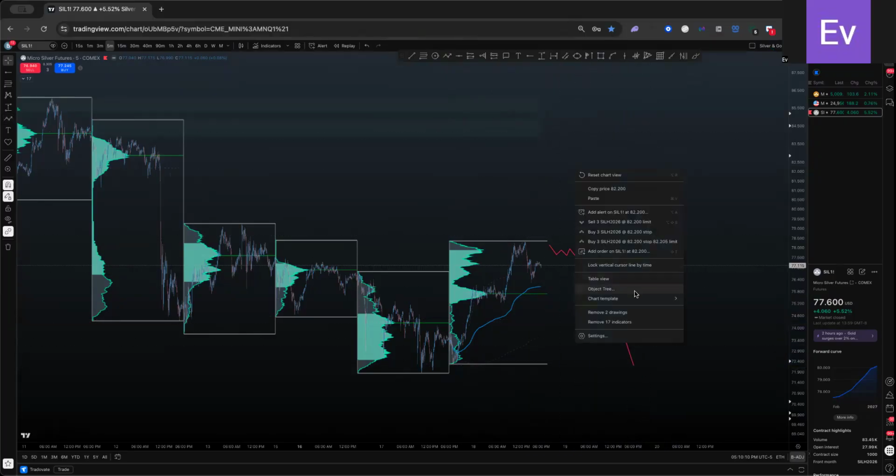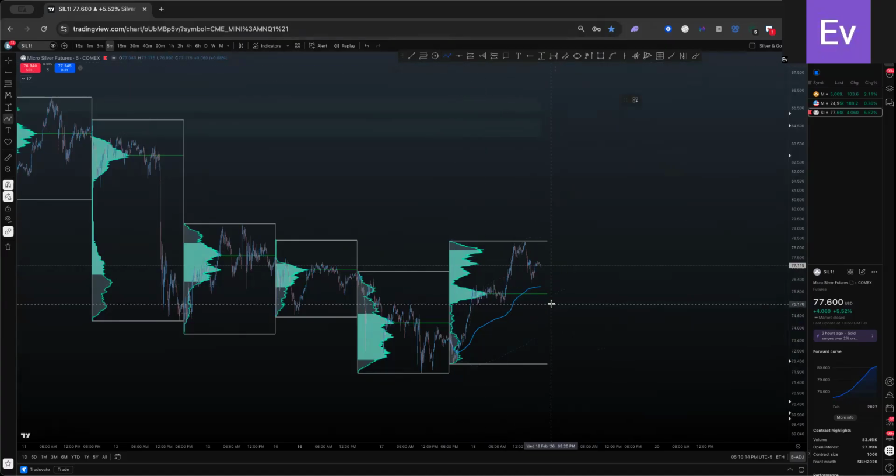Now, vice versa, if we open up below value down here, I'll be looking for a break back into value, a retest of the value area low, some time spent down here, and then trying to get to the value area high up here.